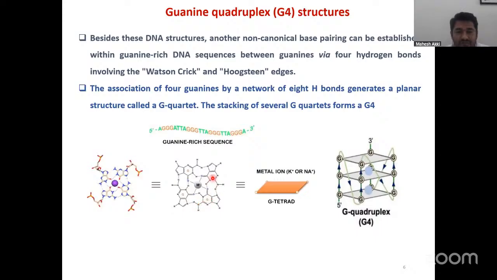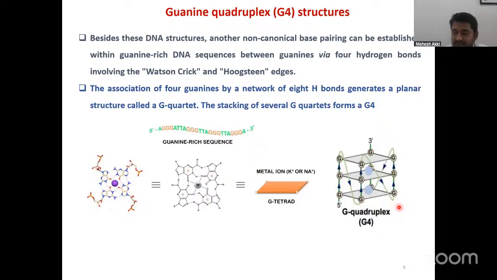Here we can see 4 guanines bonded together, linked through Hoogsteen hydrogen bonds. These are stabilized by a monovalent cation like potassium or sodium. This set is called a G tetrad. When these G tetrads are stacked on one another, it forms a G quadruplex. So this is the G quadruplex. These structures are not just structural curiosities, but they are functionally very significant, as they are often found in biologically important regions such as telomeres, in genome stability, and even as potential therapeutic targets in cancers and other diseases.